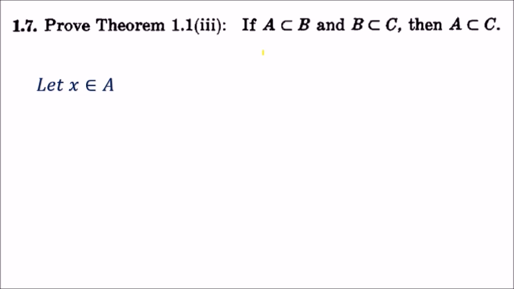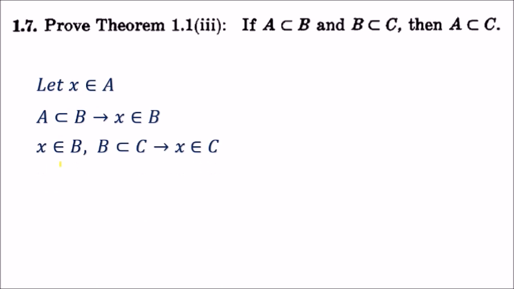Let X be an element of A. And then from the given, A is a subset of B. This implies that X is also an element of B. And then from that, X is an element of B, and from the given B is a subset of C, it means we can also say that X is also an element of C. So in this case, we can now conclude that A is also a subset of C. So we just showed that X is in A, B, and C. So we can also say that A is a subset of C, I mean.